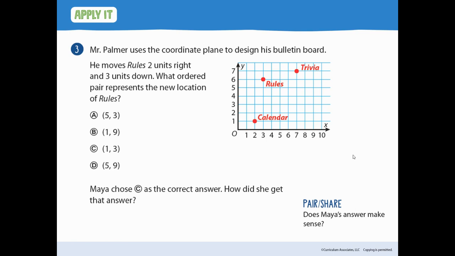All right, so let's go back here. He moves Rules, which is right here, 2 units right, 1, 2, and then 3 units down, 1, 2, 3. So my new one is going to be right there, which is go over 5 and go up 3. So my new one is going to be (5, 3). Now it says Maya chose C as the correct answer. How did she get that? Maya's is (1, 3). So I'm going to say, well, instead of going right, Maya went left and then 3 units down, which is (1, 3). So Maya went left instead of going right.